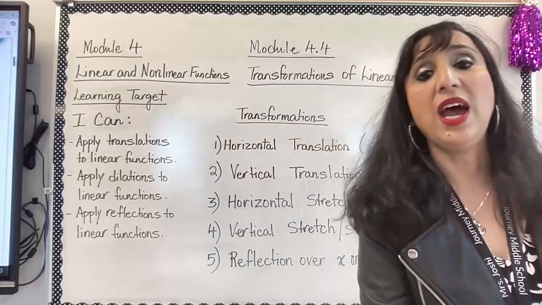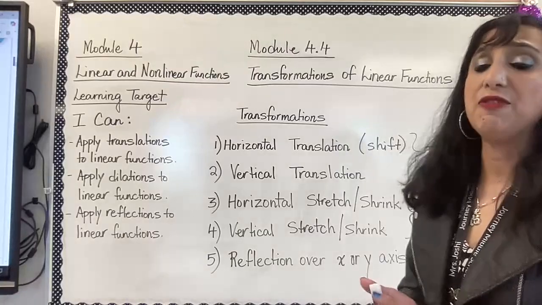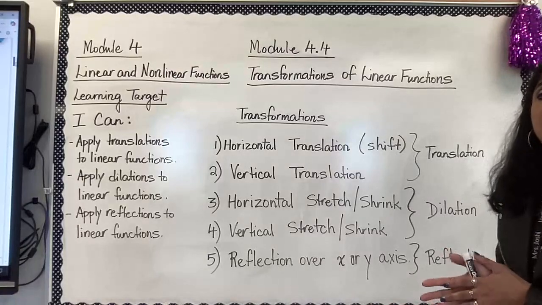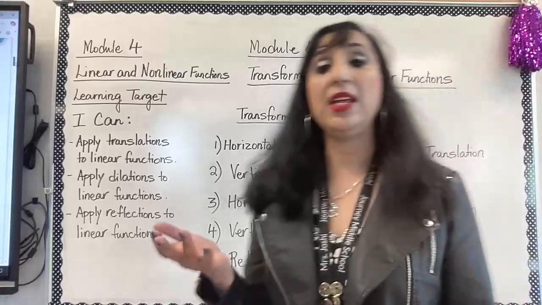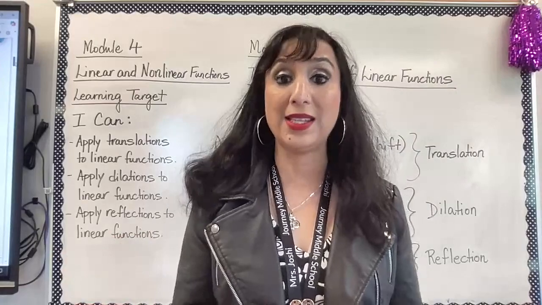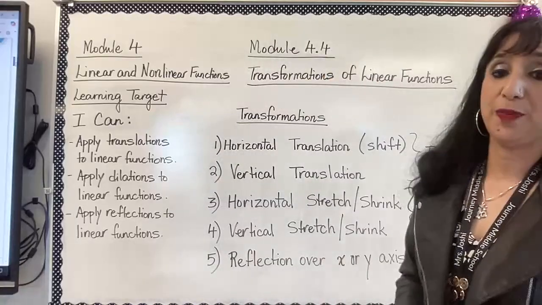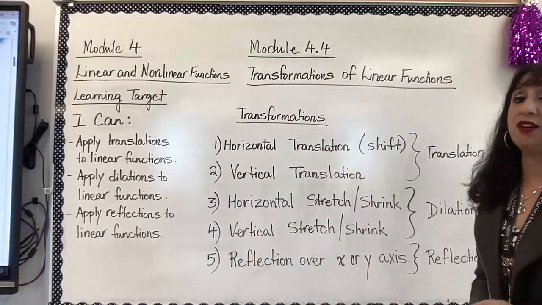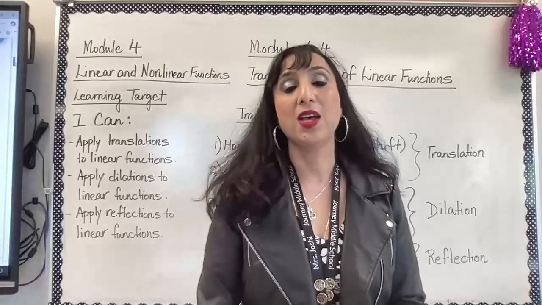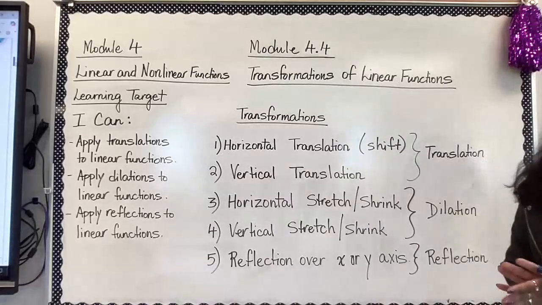And then we have the horizontal stretch or shrink, and we have a vertical stretch or shrink. Both horizontal and vertical stretch or shrink are nothing but dilations. In this, the graph is getting steeper, or it is not going to be that steep. So it is a shrink or it is a stretch. And then the 5th kind of transformation is reflection over the x or the y axis. All right, so these are the 5 different types of transformations.